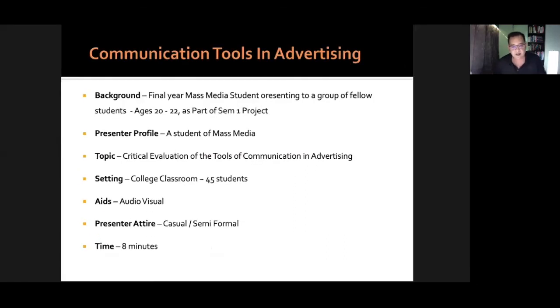Sorry, you're going to see a slightly larger screen, but just ignore that for now. Here goes. So this is a final year mass media student who's presenting, my apologies for the typo there, to a group of fellow students aged 20 to 22 as part of a SEM 1 project. The presenter profile is that she herself is a student of mass media. The topic is a critical evaluation of the tools of communication in advertising. The setting is a college classroom, about 45 students. She's using audiovisual aids. Her attire is casual and semi-formal. She's got 8 minutes to do this.